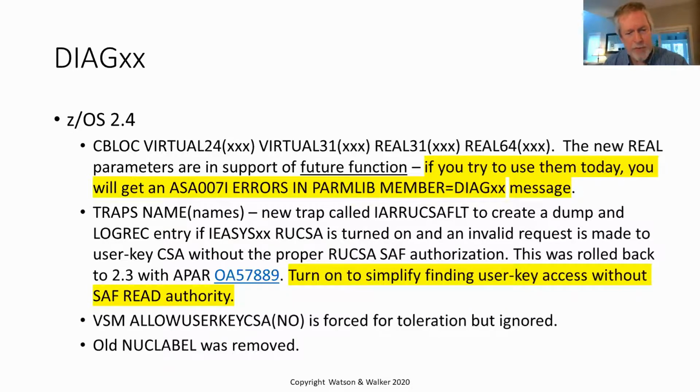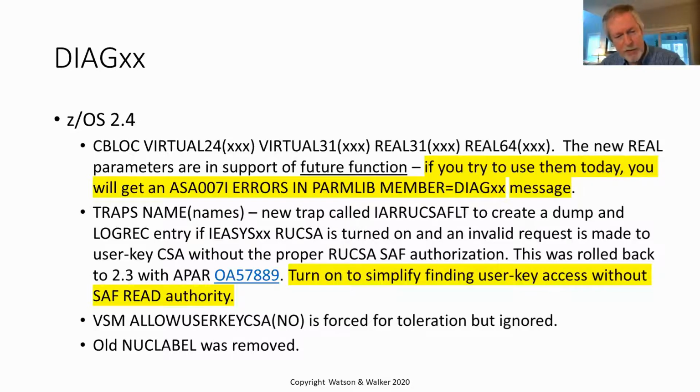Next one, traps, again is about identifying people that are using user key common. In the article that we did on that, there are numerous ways to find out who's doing that. It's in the SMF 30 records, it's a health check, it's all over the place, and this is just another option. So if you're struggling with user key common, trying to get to 2.4, let us know and we'll send you a copy of that article. It's a short user reference, about 20 pages long.